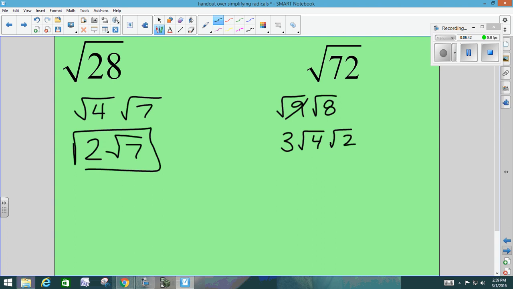That step 1 at the very top says you can't leave perfect squares under there. I can't stop at the square root of 8 because 4 can go into it evenly. This would become 2. So this is now 3 times 2 times the square root of 2. And since the 3 and 2 are on the outside, you can multiply them together. So your final answer here would be 6 square root 2.